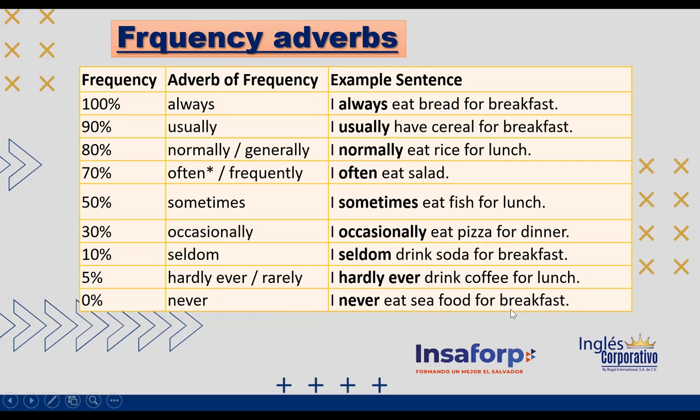So I always eat bread for breakfast. I usually have cereal for breakfast. I normally eat rice for lunch. I often eat salad. I sometimes eat fish for lunch. I occasionally eat pizza for dinner. I seldom drink soda for breakfast. I hardly ever drink coffee for lunch. I never eat seafood for breakfast.